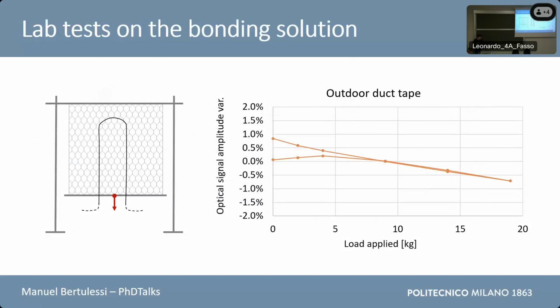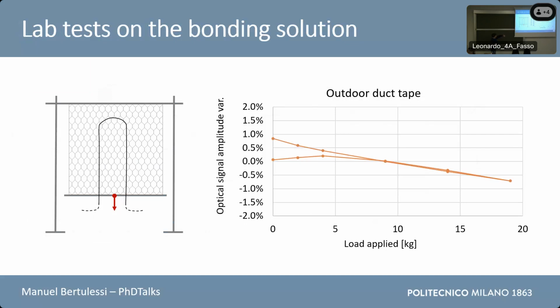We first performed this last test on the bonding solution, the best bonding solution, because we have to verify what is the best solution for the coupling in order to have a correct transfer of the strain and of the variation also of the mechanical behavior of the wire mesh.